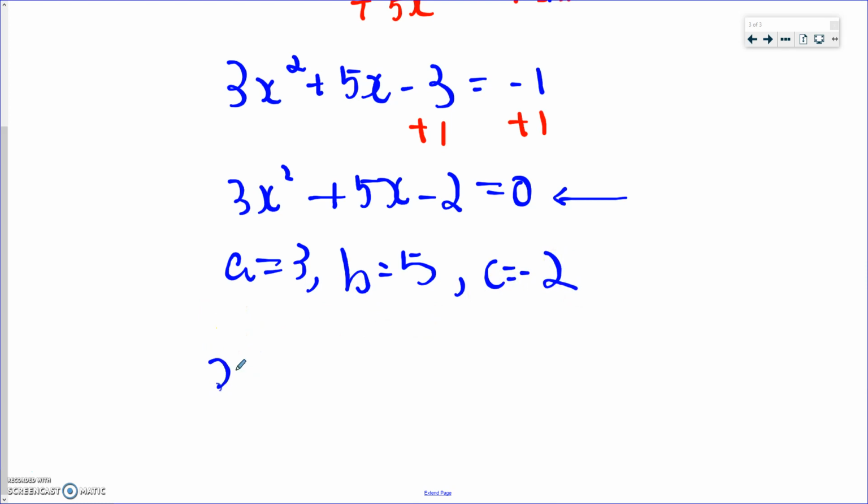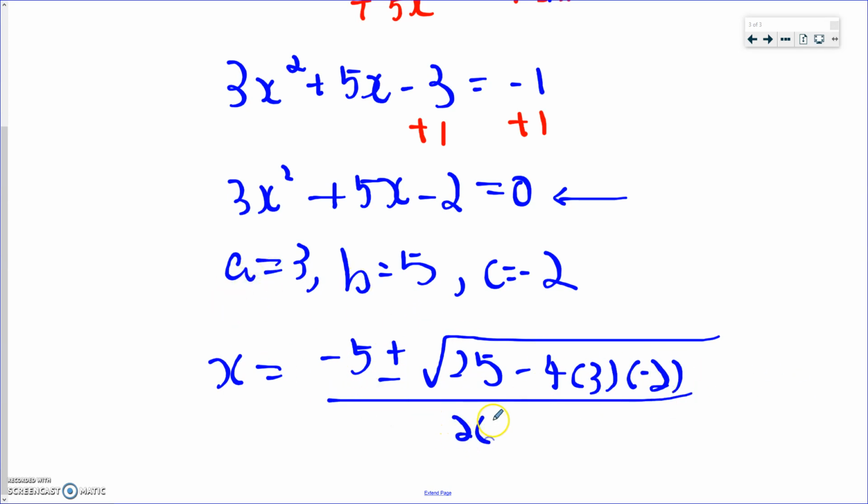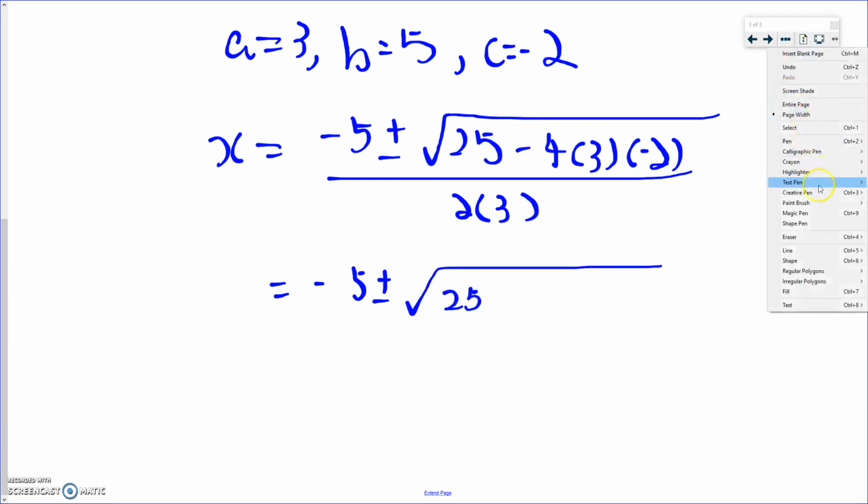And then it's just plugging this whole thing in: negative 5 plus or minus, B squared is going to be 25, minus 4 times 3 times negative 2. If you write this out, I wasn't even thinking, I was just looking at the A, B, and C. I'm plugging it in as I go along. So negative 5 plus or minus 25. And then we do have people having some issues over here.